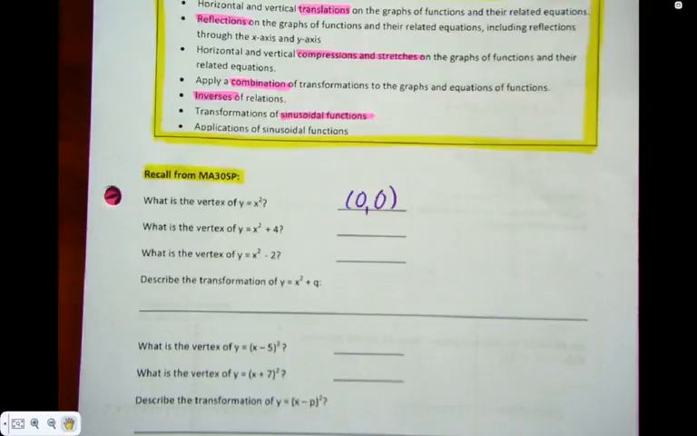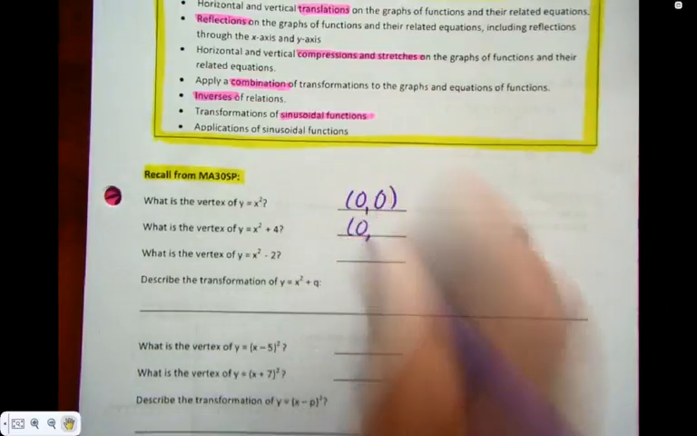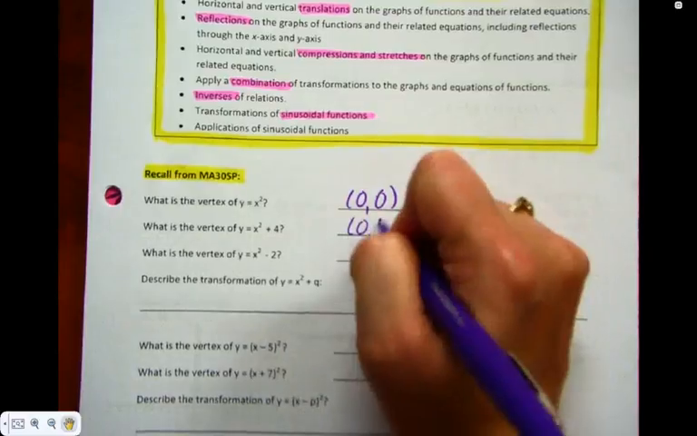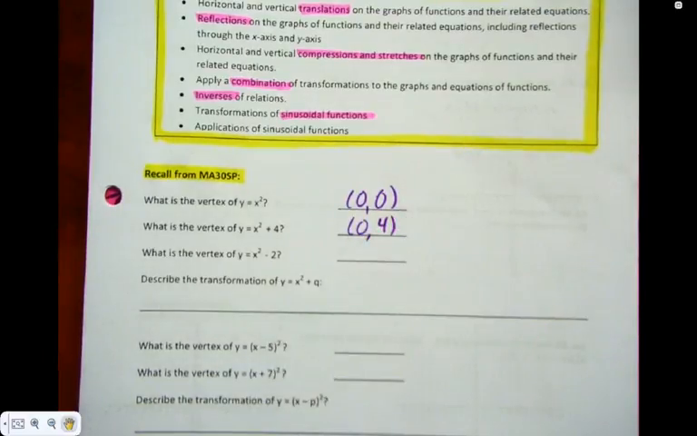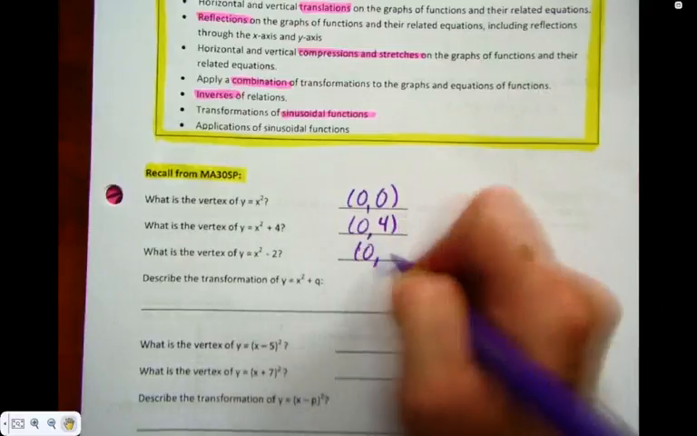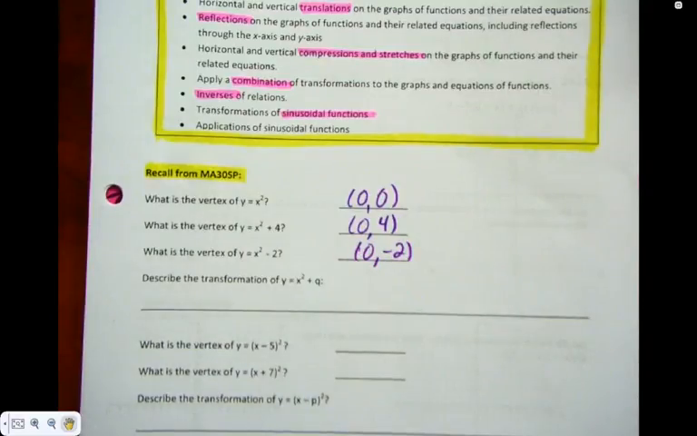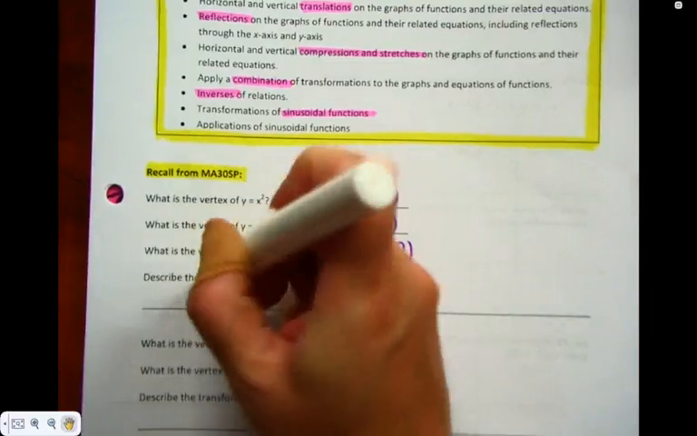What's the vertex of x squared plus 4? Some people are already mouthing it. 0, comma, 4. What's the vertex of x squared minus 2? 0, negative 2. So we didn't really talk about these in terms of transformations, but that's what they are.